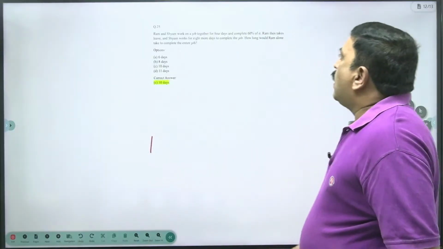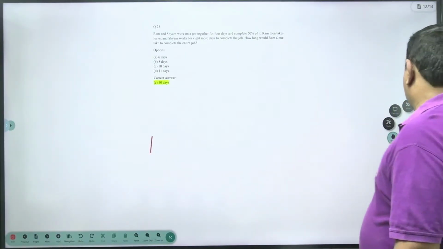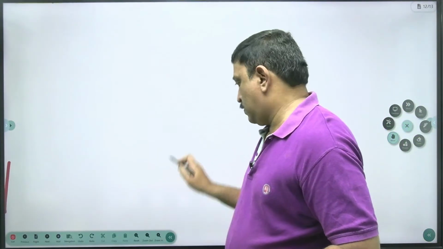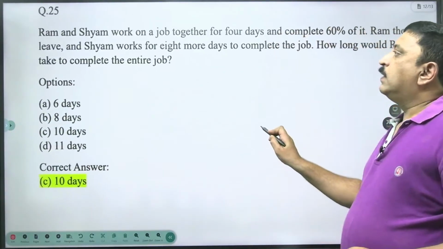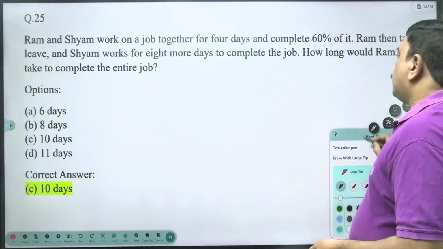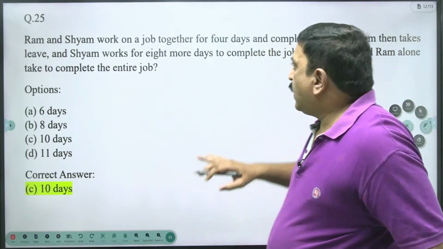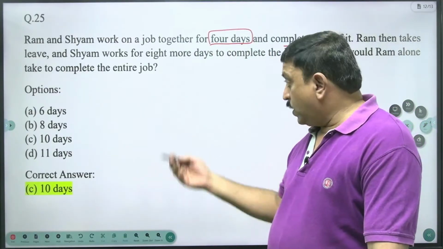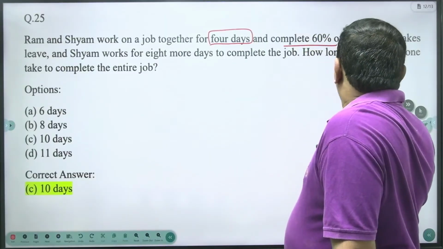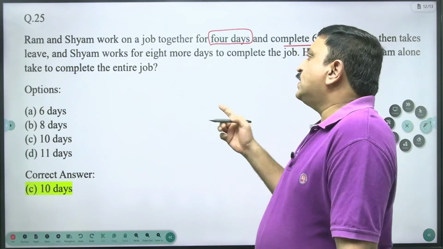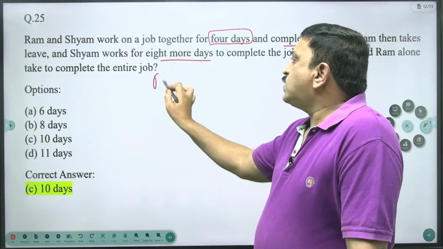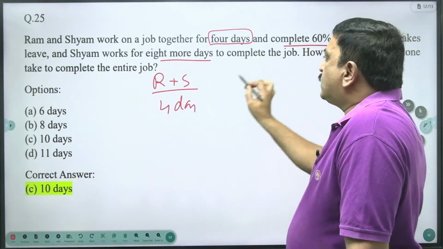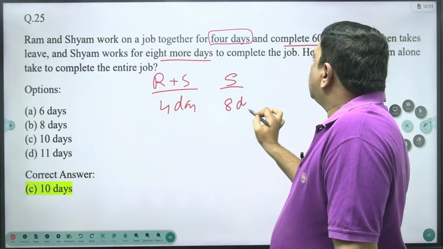Next, this is another time and work question. This is a good question. Ram and Shyam work on a job together for 4 days. For 4 days they have worked together and completed 60%. Ram then takes leave and Shyam works for 8 more days separately and completes the job.